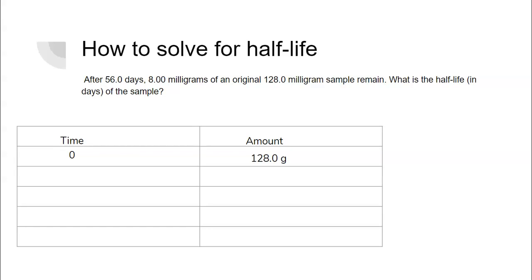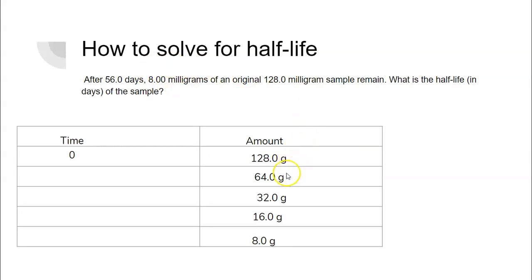So 128 divided by 2 gives me 64. 64 divided by 2 is 32. 32 divided by 2 is 16. And 16 divided by 2 is 8. Okay? So I just took my original sample and I cut it in half until I get to the amount that they tell me to end with. So 8 milligrams. So now I'm going to go ahead and count how many times I've cut.